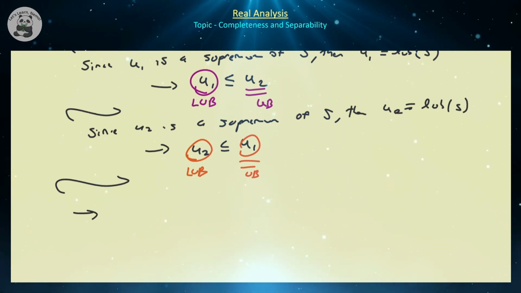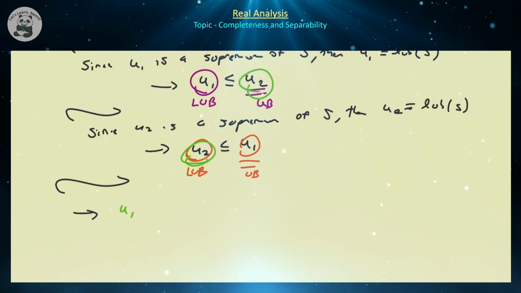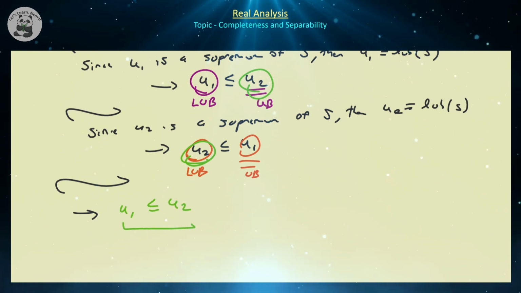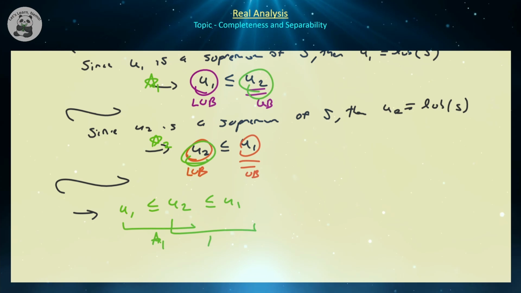So if we focus on, in particular, u2, then we have that u1 is less than or equal to u2. That's from the first inequality. And we also have that u2 is less than or equal to u1. That comes from the second inequality, right?